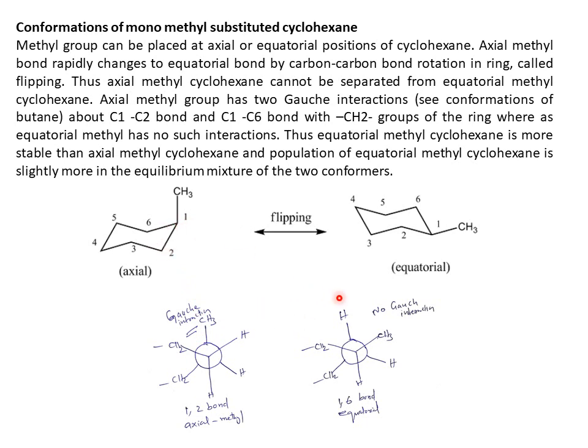Thus, we can say that the equatorial methyl conformer is more stable and more populated than the axial methyl conformer in an equilibrium mixture of the two conformers.